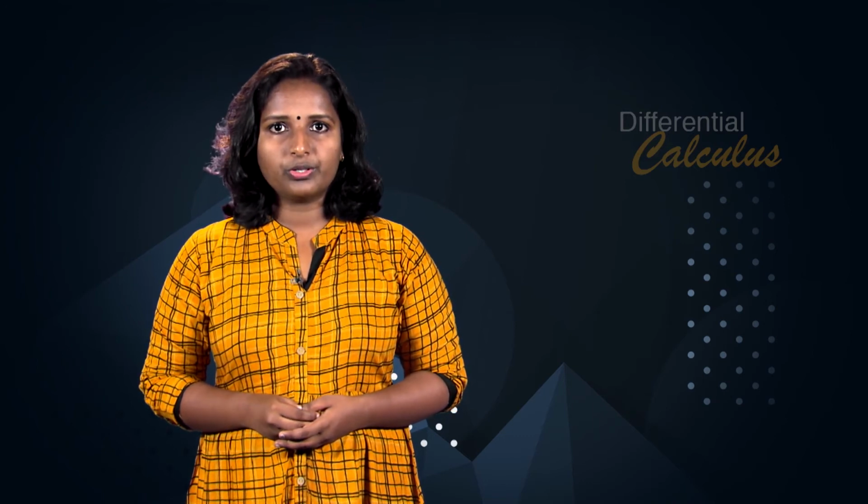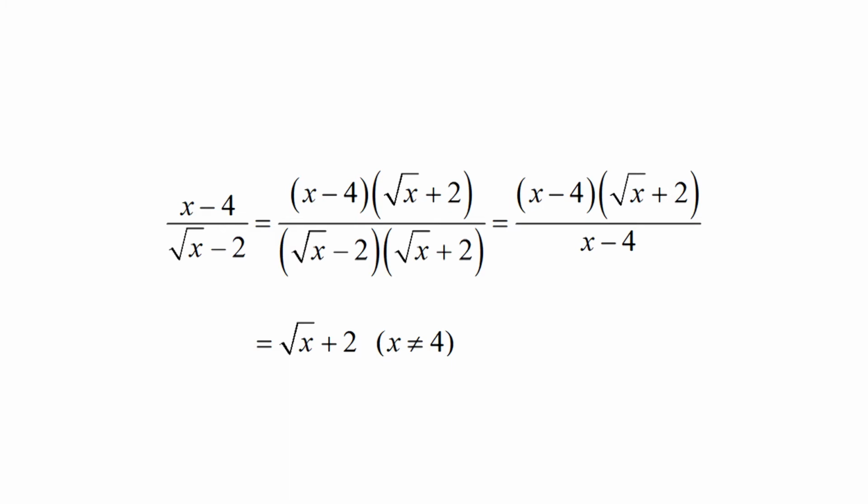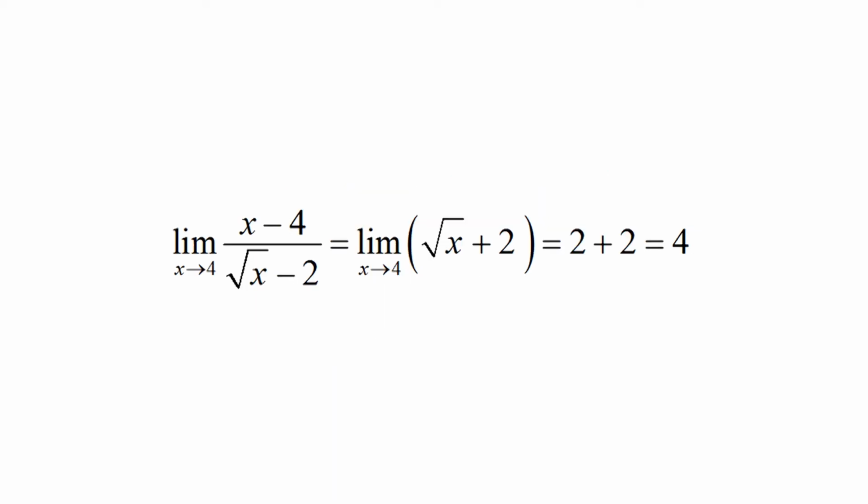For x not equal to 4, (x − 4) upon (√x − 2) equals (x − 4)(√x + 2) upon (√x − 2)(√x + 2), which equals (x − 4)(√x + 2) upon (x − 4), which is equal to √x + 2, where x is not equal to 4. Hence, the limit of (x − 4) upon (√x − 2) as x approaches 4 is the limit of √x + 2 as x approaches 4, equal to 2 + 2 equals 4.